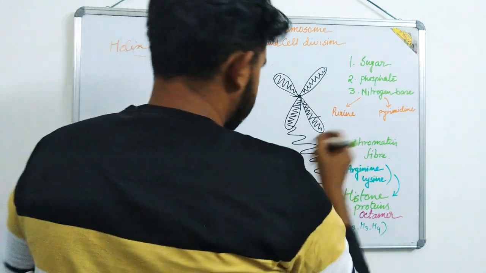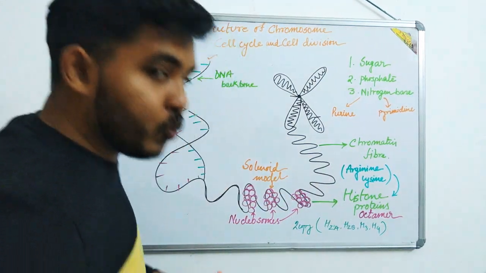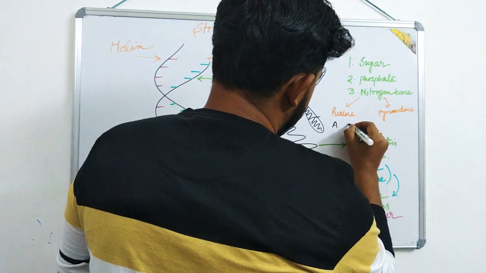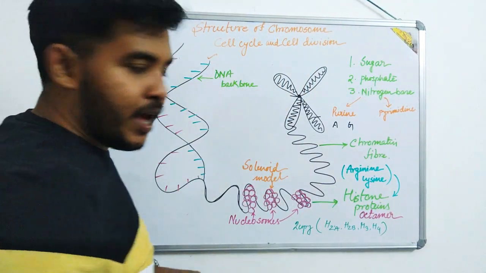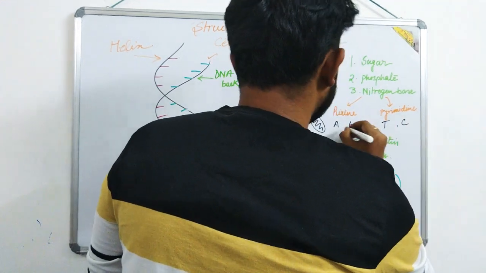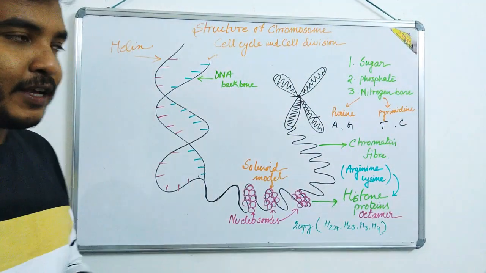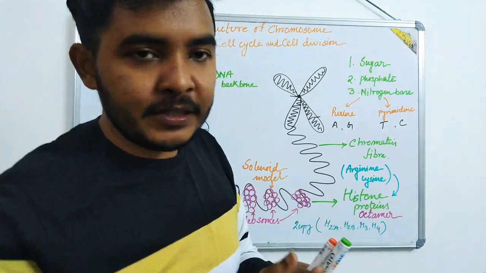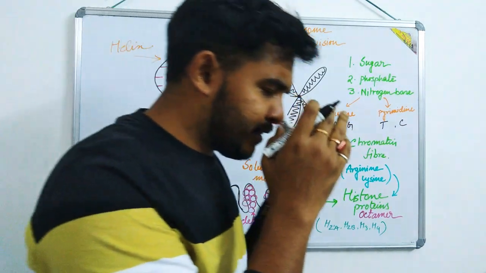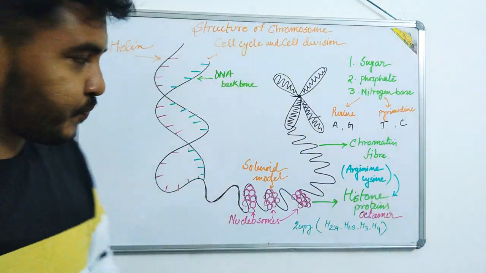This purine, it has two nitrogen bases, A and G, and pyrimidine, they have two, T and C. What is this? A means adenine, G means guanine, T means thymine, and C means cytosine.